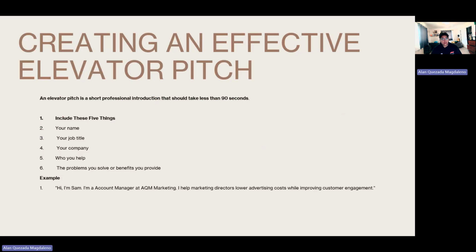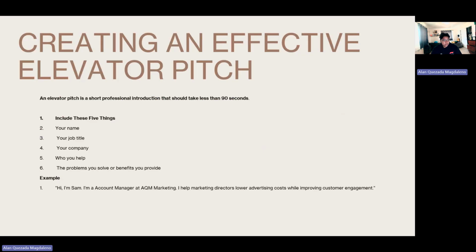Let's start with creating an effective elevator pitch. An elevator pitch is a short introduction that usually lasts less than 90 seconds. The reason it's called an elevator pitch is because it should be short enough that you can explain it to somebody before an elevator ride is over. In the module, it explains a simple formula.